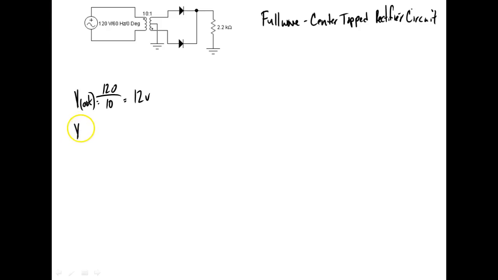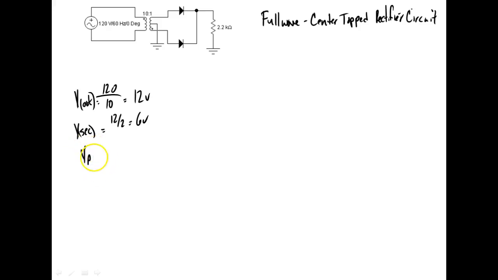Then we're going to look at the secondary voltage, and I'm going to say 12 divided by 2 is going to give me 6. Why are we doing that? Because we're only using 1/2 of the transformer. Everybody okay? Only 1/2 of the transformer at any one time. And that's the center tap.